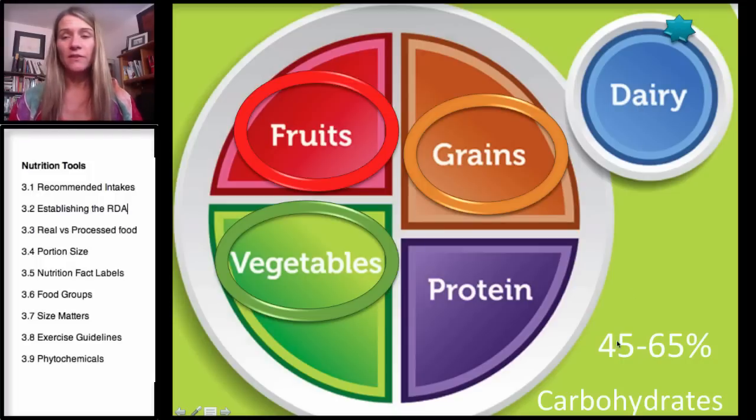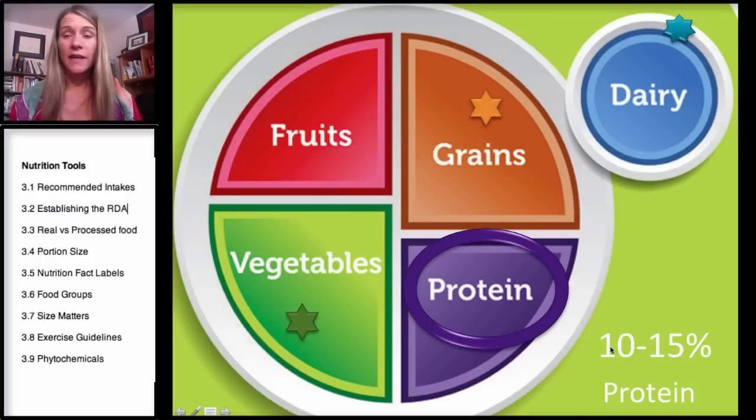So what I've done here is I've shown that we need 45 to 65% of the diet from carbohydrates. That's our recommended range. And what is a carbohydrate? What makes up carbohydrates? Well, everyone would guess grains, right? And then if I said a potato, you'd say that would be a carbohydrate as well. It fits into our vegetable category. But fruits have sugar. Sugars are carbohydrates. And then dairy, we have lactose. We have a sugar in dairy, so that contributes carbohydrates as well.